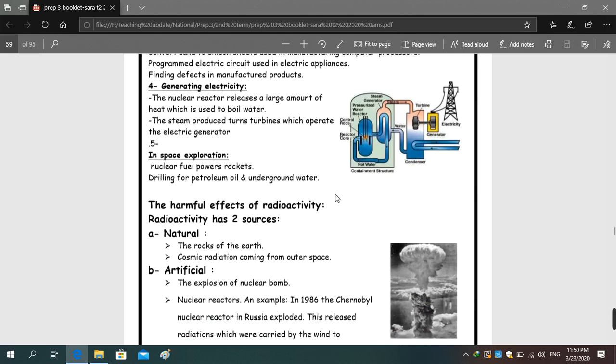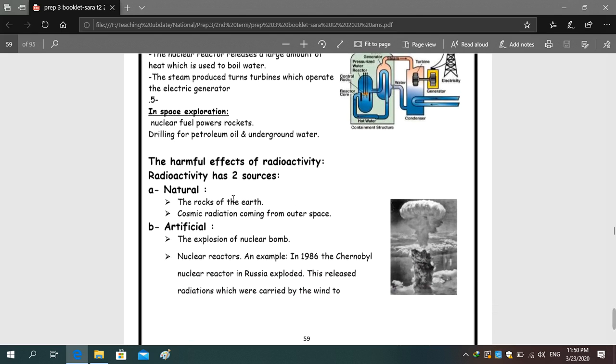The instruments and the machines used in these purposes need nuclear energy. The harmful effects of radioactivity. Radioactivity has two sources, natural, as we know, and artificial. Natural, coming from rocks of the earth and cosmic radiation from space. Artificial, the explosion of a nuclear bomb or explosion of nuclear reactors. And an example, the most famous example, the Chernobyl nuclear reactor in Russia that exploded in 1986.